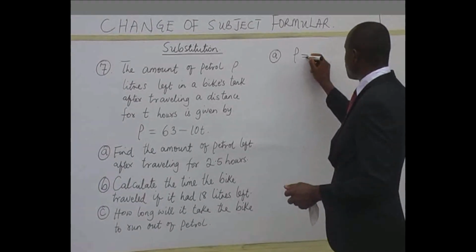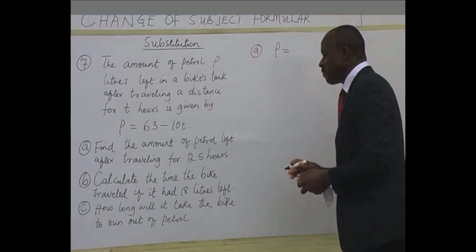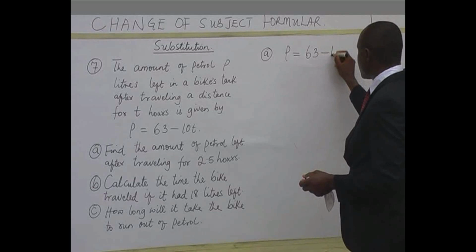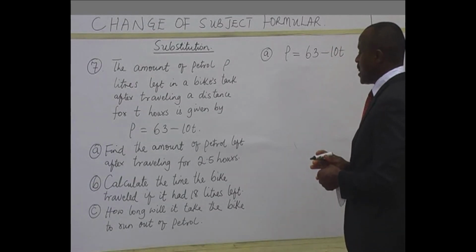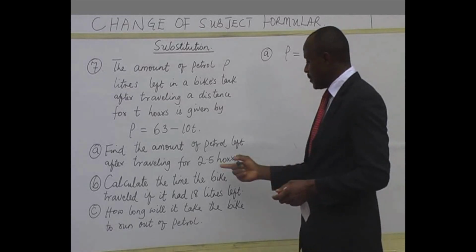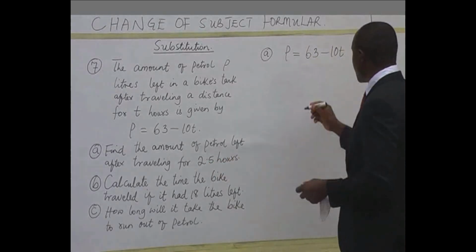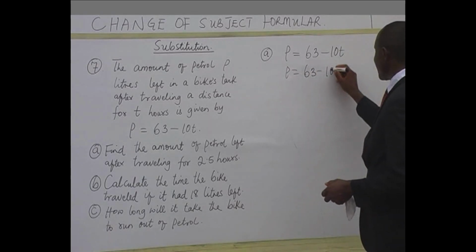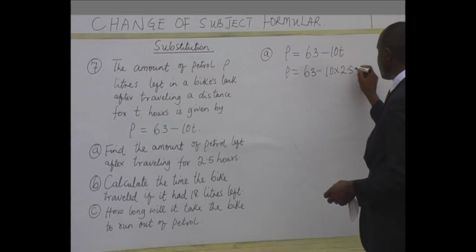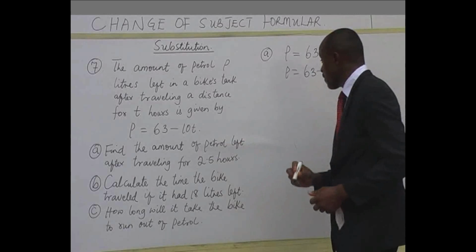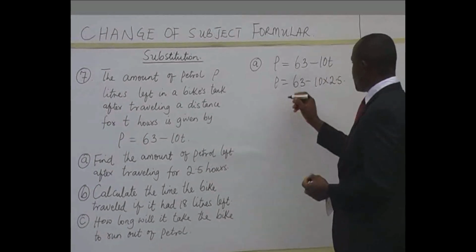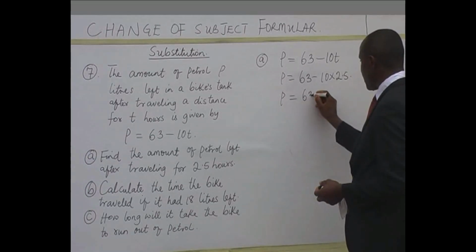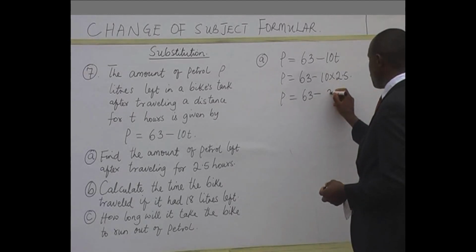The formula that shows the amount of fuel left after traveling for a particular time is given by P is equal to 63 minus 10T. Now the time has been given to be 2.5. That means P is equal to 63 minus 10 times the time, 2.5. Now multiply out, P is equal to 63 minus 10 times 2.5, which gives you 25.